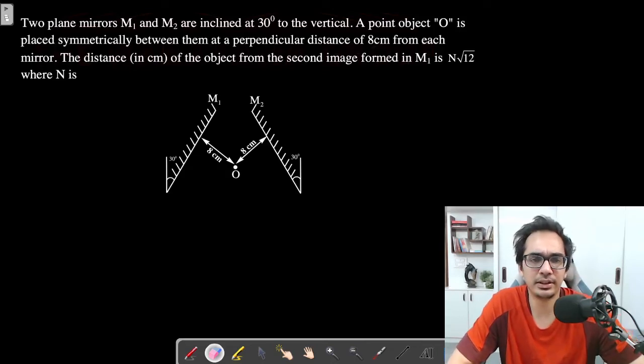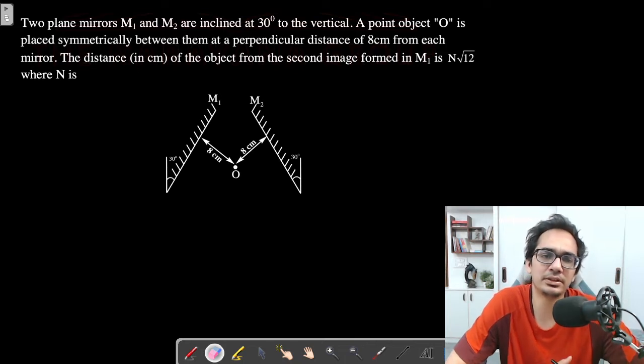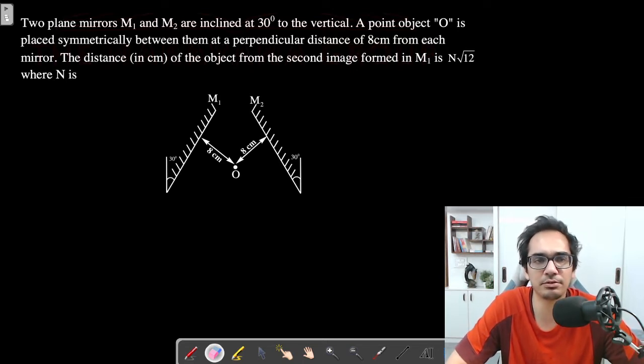So this is a very interesting problem and difficult also for many of you. Two plane mirrors M1 and M2 are inclined at 30 degree to the vertical. A point object O is placed symmetrically between them at a particular distance 8 centimeter from each mirror. So at least the object is symmetric, okay?